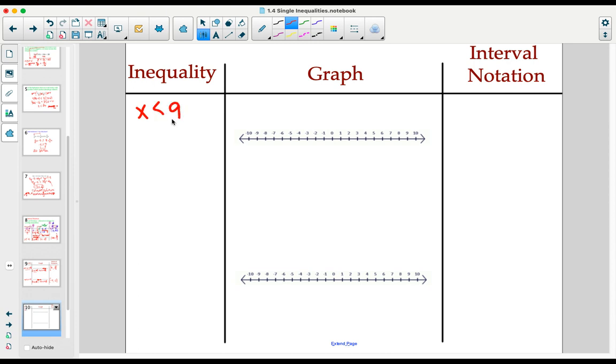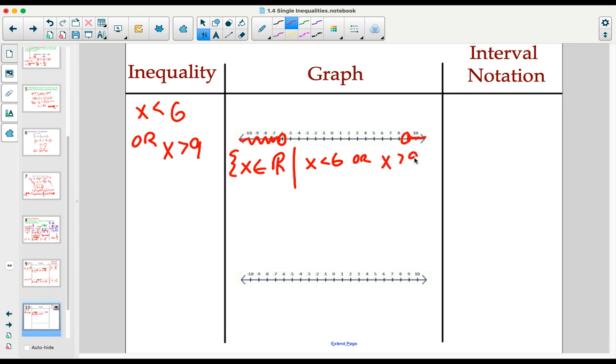All right, for our last one, we're going to do another compound inequality, but this time we're going to bring in two inequalities going different directions. So we're going to have x is less than 6 or x is greater than 9. So here's less than 6. Here's greater than 9. Same thing as before. x is an element of the real numbers such that x is less than 6 or x is greater than 9.